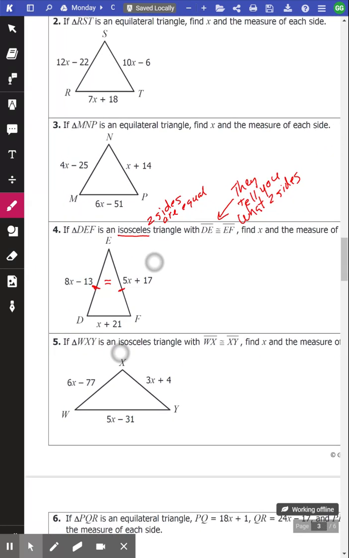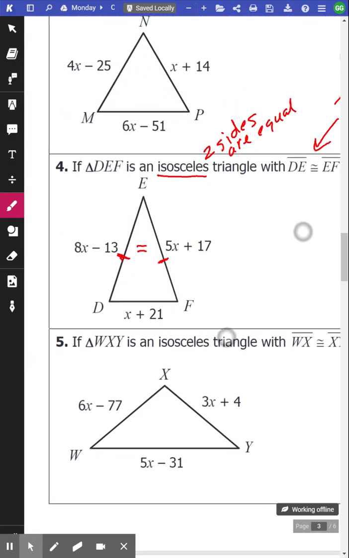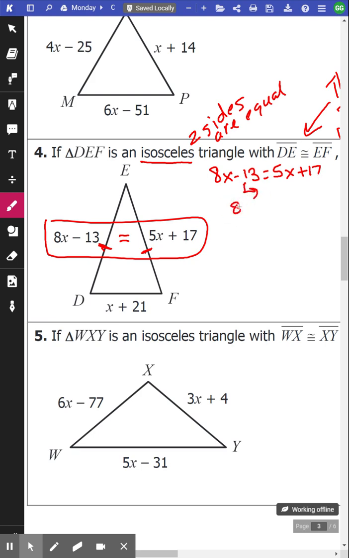Oh, that looks like an equation. Find x, that's one thing you've got to do, and then find the measure of each side, which means you're going to have to substitute. So first we've got to solve for x, and because it's isosceles, this is our first equation: 8x minus 13 is equal to 5x plus 17. I'm going to move the 13 across, leaving me with 8x is equal to 5x plus 30. And then we're going to move the 5x across by subtracting it, leaving me with 3x is equal to 30. x is equal to 10.